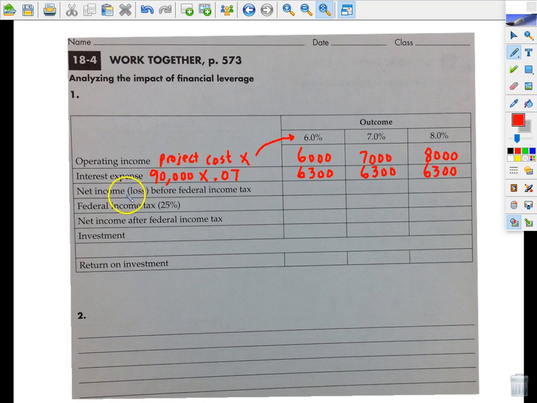Okay, this next line, net income or loss. If this is the increase in earnings and we have this much increase in interest, we need the difference. So I'm just going to put difference here, or you could put subtract. We're going to be subtracting these numbers. And of course, this is going to be a negative. We're taking operating income minus interest expense. And the same thing here, operating income minus interest expense is 700. And this should be 1,700.